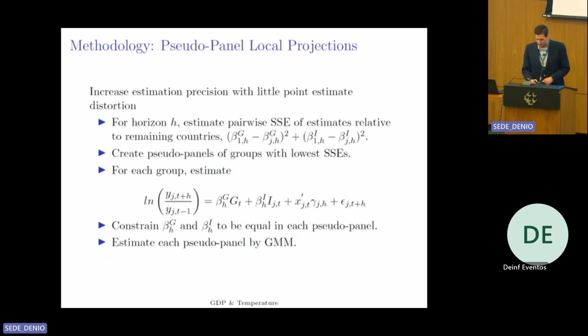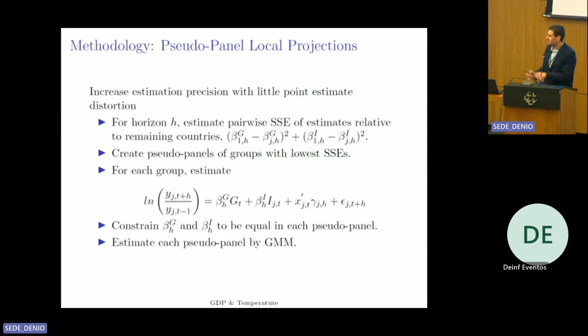One other thing we do is call this pseudo panel local projections. We're not going to combine this into a full panel. We're trying to increase the estimation precision without distorting the point estimates from our regular local projections. We're going to run each local projection for each country, and do a pairwise comparison between each country and each horizon with every other country and every other horizon for their beta coefficients on beta G and beta I.